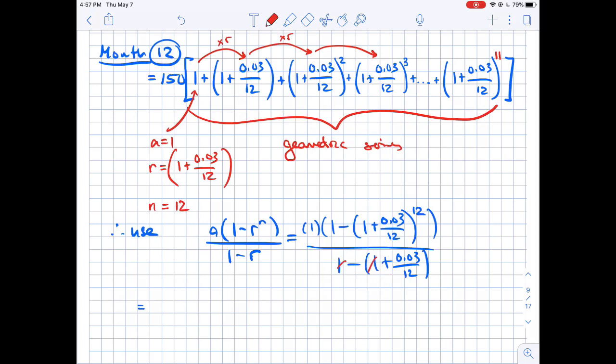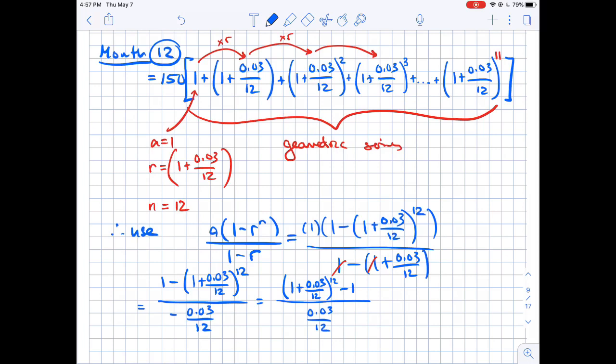Even though the 1's are gone, that negative is still distributed, and our numerator will be 1 minus (1 plus 0.03 over 12) to the power of 12, divided by negative 0.03 over 12. Now here I want to get rid of this negative so we can rewrite it. Let's put that negative into the numerator, and what I end up with in the numerator would then be (1 plus 0.03 over 12) to the power of 12 minus 1, divided by 0.03 over 12.